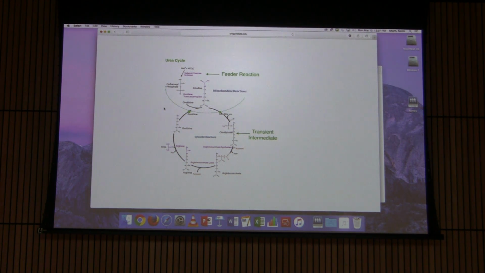Citrulline comes out, and there are a couple of reactions that are made. We're not going to be worried too much about the details of those intermediates that are there. I'll just show you, for example, that we can have a transamination where aspartate is coming in and fumarate is going out 2 steps later. That results in the donation of an amine.